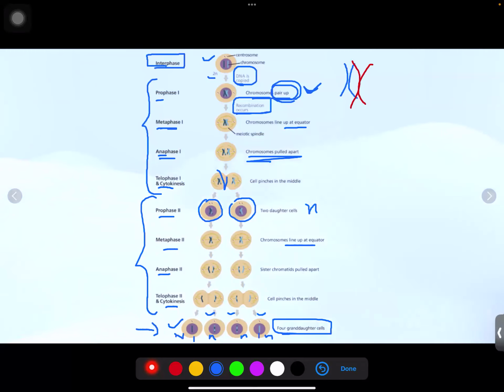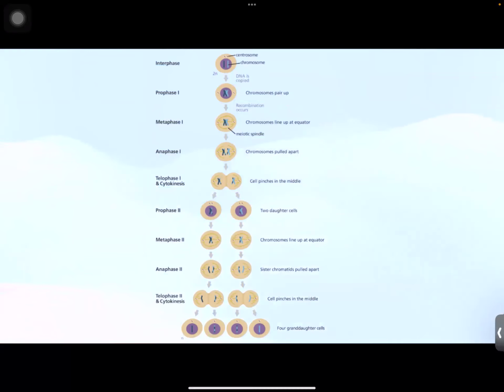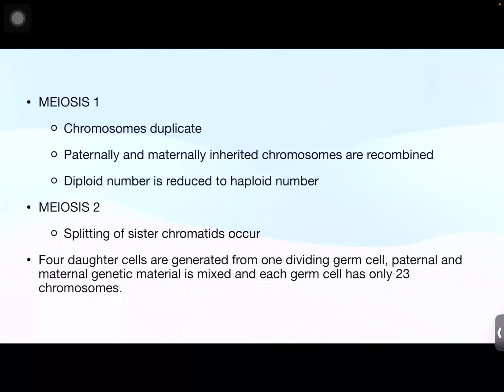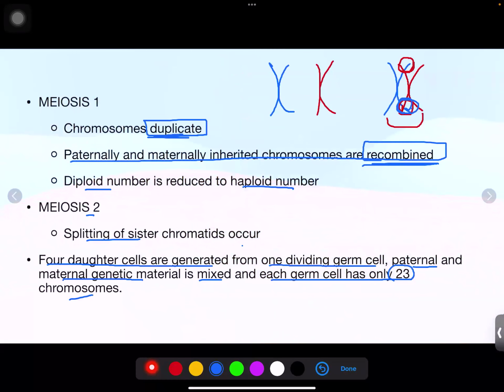Okay, so this is all about mitosis and meiosis. You don't need to memorize each and every phase, but you have to know what happens during meiosis and what happens during mitosis. This is important: recombination only happens in meiosis. There is no recombination in mitosis, and the 4 daughter cells are not identical, and every daughter cell has 23 chromosomes. Okay, and those will be the germ cells. So germ cells are haploid, and they will have 23 chromosomes.